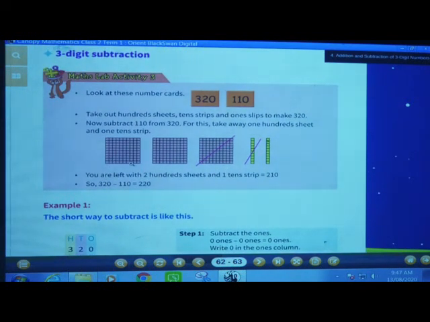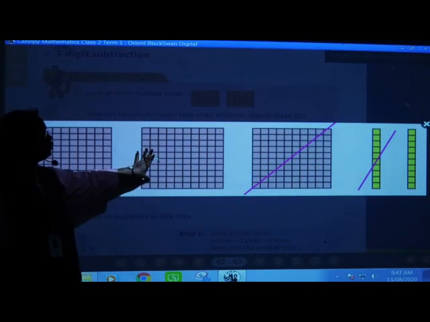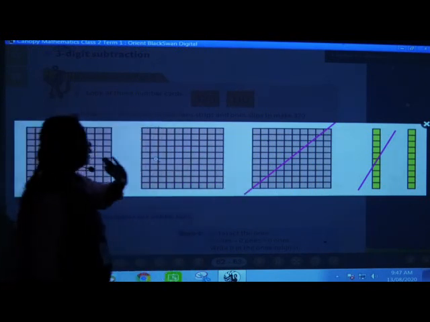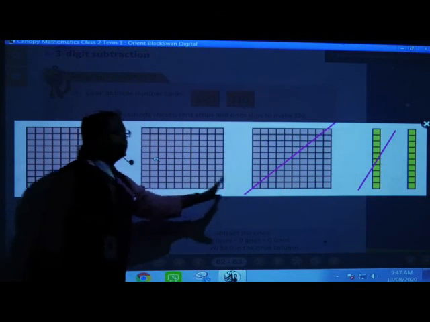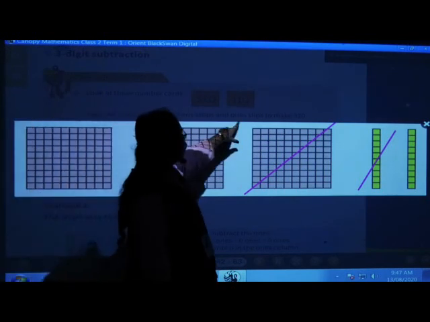Now see here, take out 100 sheets, 10 strips and 1 slips to make 320. Now subtract 110 from 320. For this take away 100 sheet and 1 strip, 10 slips. Now you can see here, this is as I had taught before also. This is 100 and this is 200. This is 300. Means 1, 2, 3. These are 300. Then 300 sheets and 2 slips.